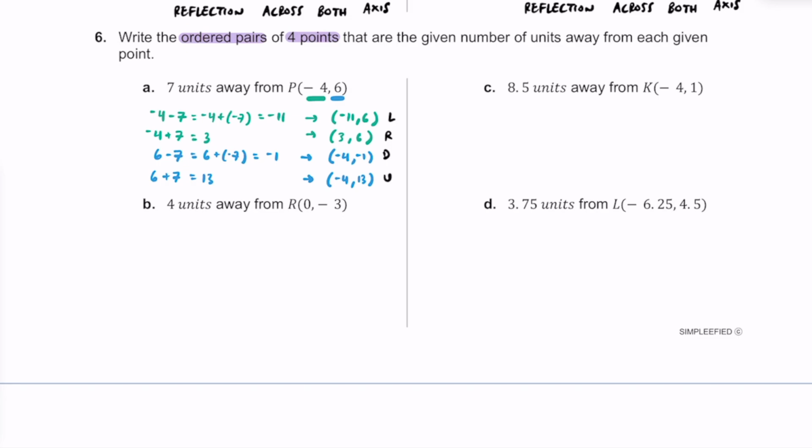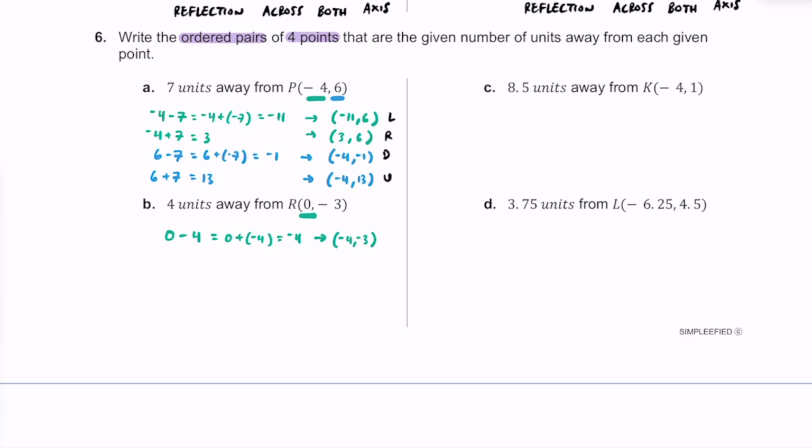All right, for B, we're going to go 4 units away from this point R of 0, negative 3. Let's do the same thing here. Let's just move left and right, then move down and up afterwards. So let's start with the 0, the x-coordinate, because that's going to be the left and right movement. So if we're at 0 here, but we go 4 to the left, 0 take away 4, that's going to be 0 plus negative 4. That's going to be the same thing as negative 4 here, right? So if we move 4 to the left, our new coordinates are going to be negative 4, negative 3.